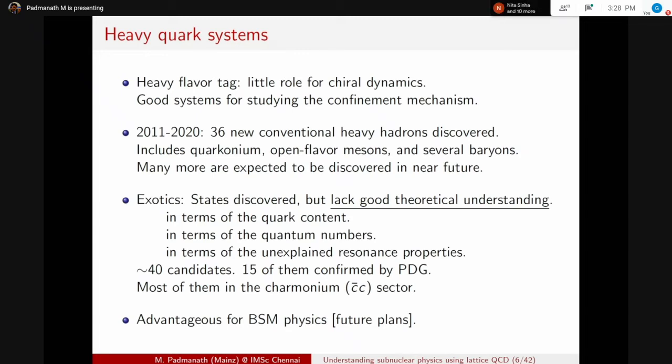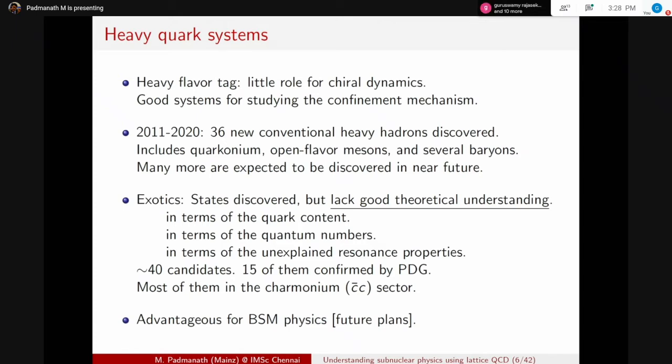Many of them have resonance properties, like decay widths or decay channels, and these details are not explained properly. We could not explain their observed properties very well, or there are also properties that are expected but absent in some of them. So that's why these are called exotics. Of these approximately 40 candidates, 15 are already confirmed by PDG, and most of them exist in the charmonium sector.